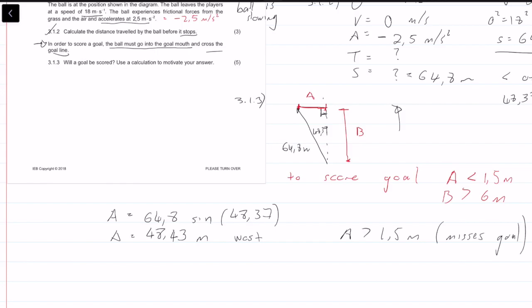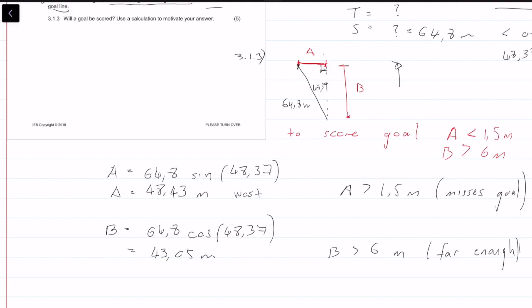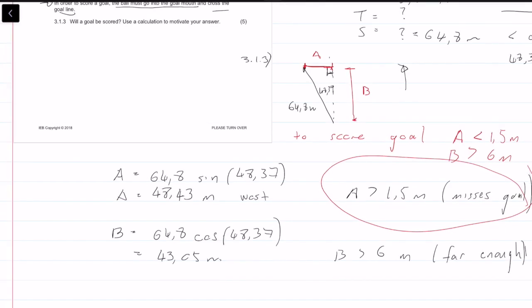So we know he's actually not scoring a goal, but let's just do B anyways. B is equal to 64.8, this time it's going to be cos of 48.37, and the answer for B comes out as 43.05 meters. B is greater than 6 meters, so that's far enough. But because of this criteria right here, because he misses the goal, we can say that, will a goal be scored? No, no goal is going to be scored. And we've got the calculations to prove it.